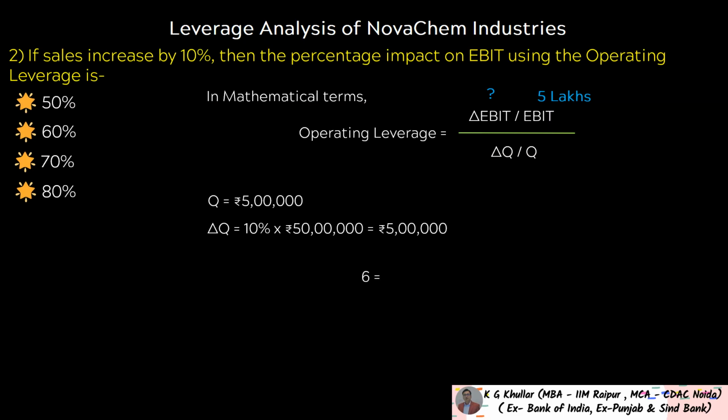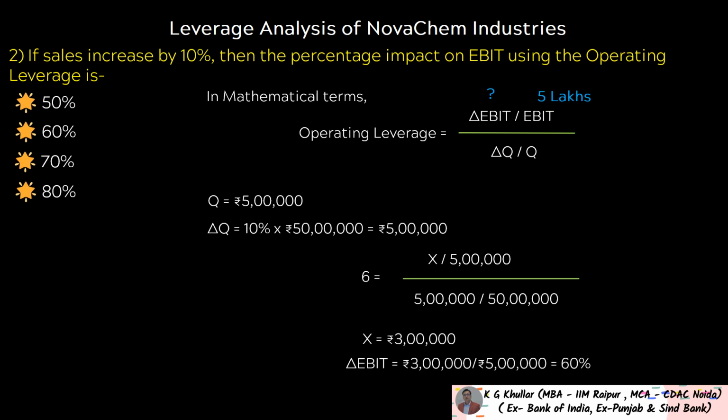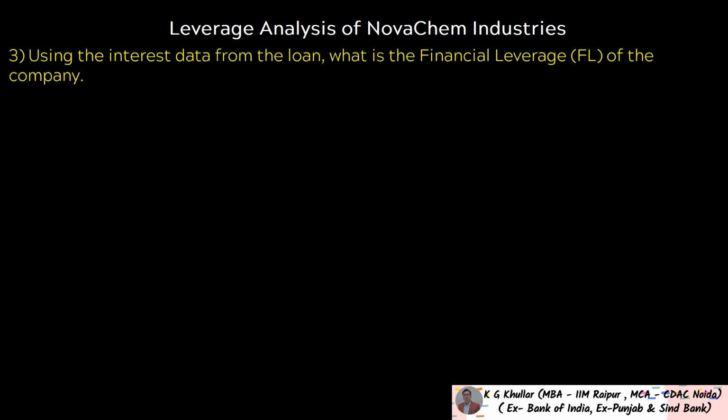So delta Q will be simply 10% of rupees 50 lakhs equals rupees 5 lakhs, while Q is given in the question as rupees 50 lakhs. And also operating leverage we have found in the previous question as 6. So just plug in all these values in the formula. We get 6 equals delta EBIT divided by rupees 5 lakhs and whole of this divided by rupees 5 lakhs divided by 50 lakhs. So delta EBIT will be simply rupees 3 lakhs divided by 5 lakhs, which equals 60%. So as far as this question goes, the correct option is option B.